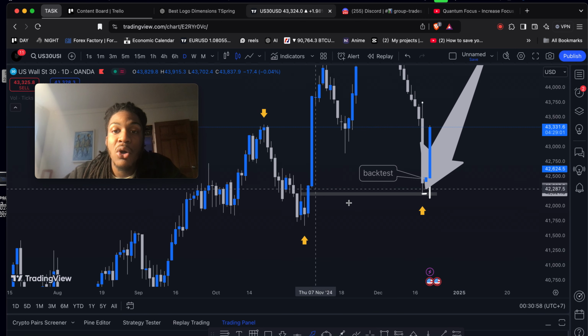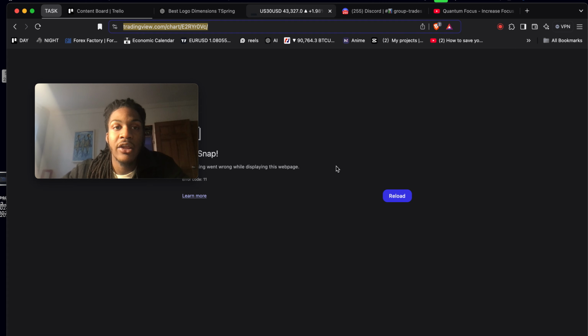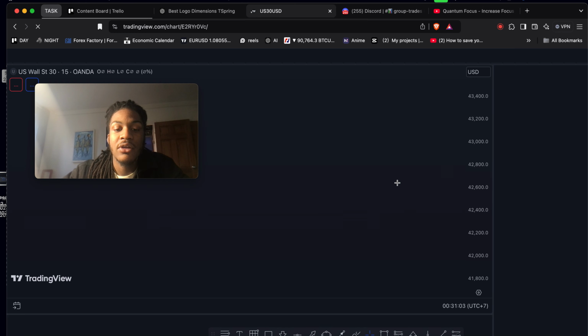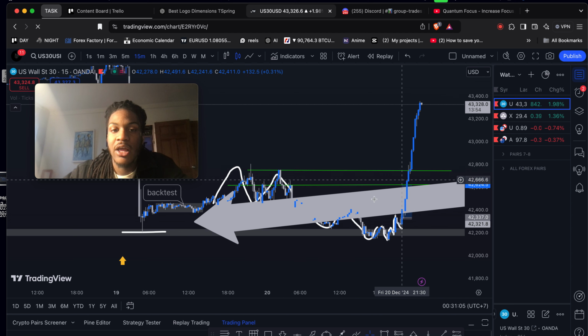It was probably trying to get the most out of that move before going back up out of that retracement. What just happened? Oh, that's okay. Sometimes stuff like that happens.